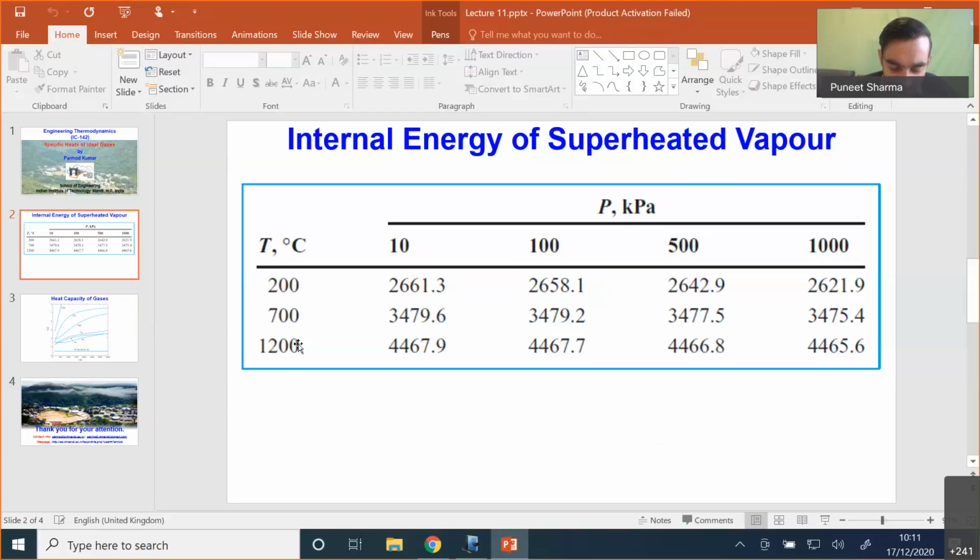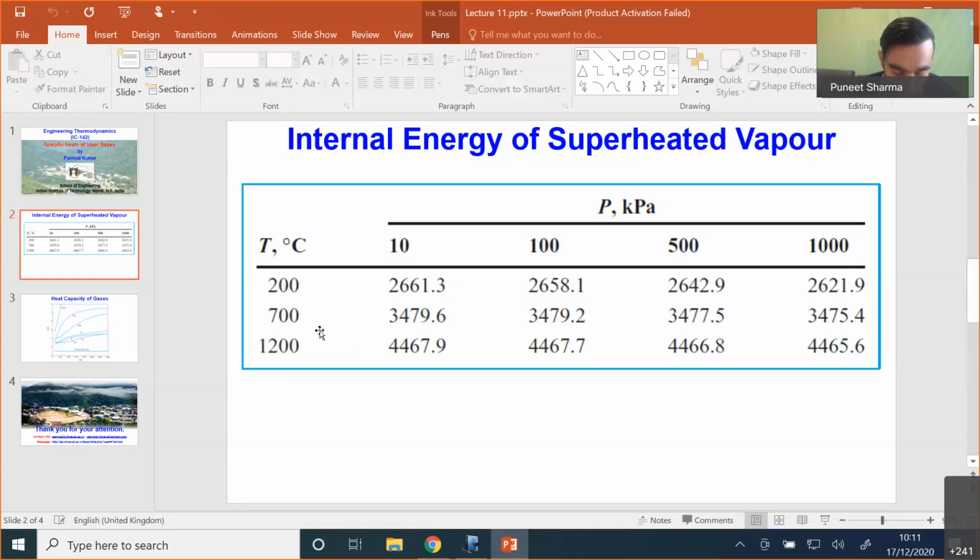You can clearly see the internal energy as we change the pressure. For a pressure of 10 kilopascal it is 2661.3, for 100 kilopascal it is 2658, for 500 it is 2642, and for 1000 it is 2621. So if we take a low value of temperature, equivalent to 200 degrees Celsius, when we change the pressure, the change in internal energy because of the pressure is actually small.